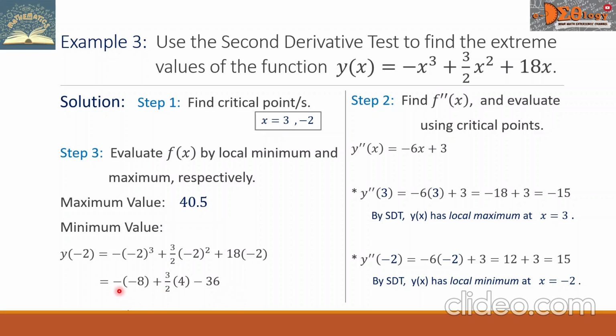We simplify further. Negative and negative becomes positive 8. 3 times 4 divided by 2 is 6. And we copy the negative 36. And when we simplify, the final answer is negative 22. This is our minimum value.